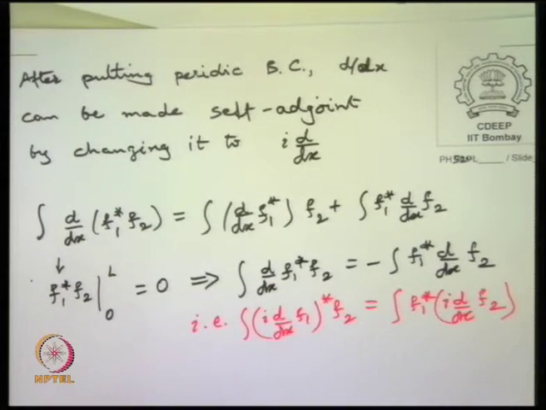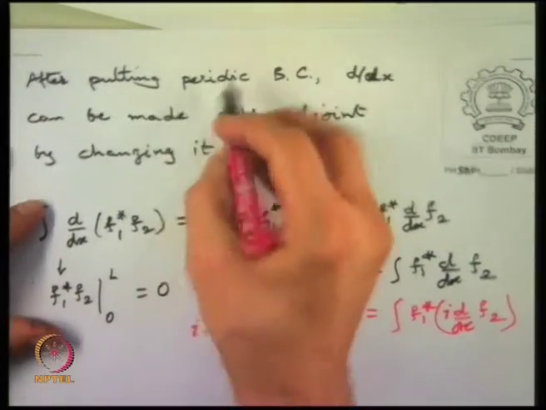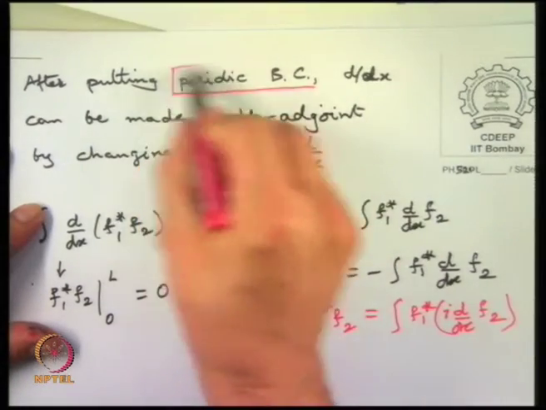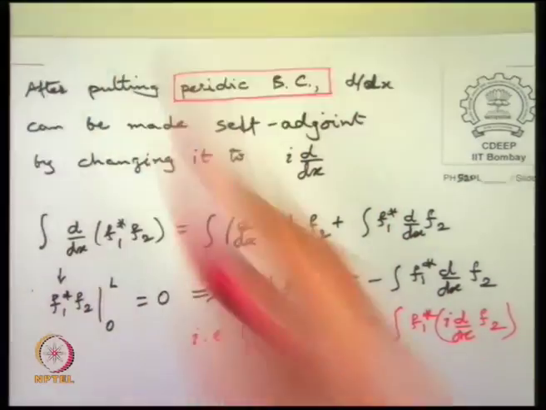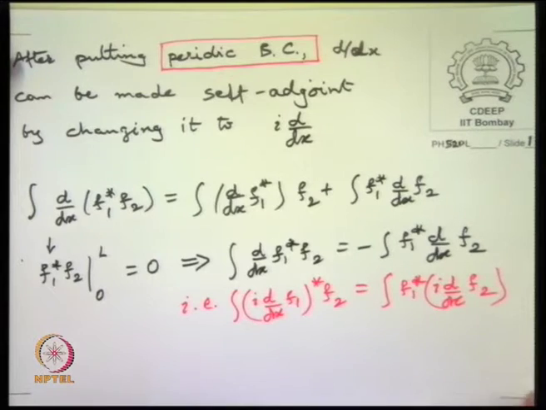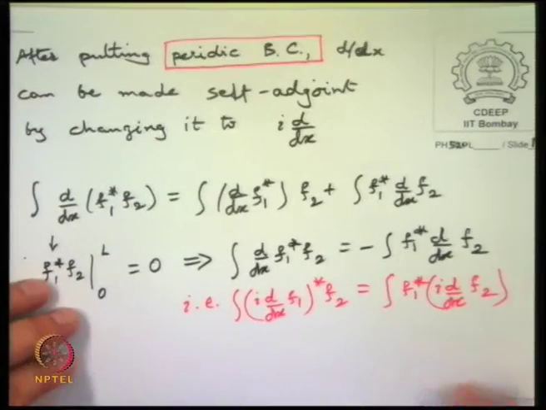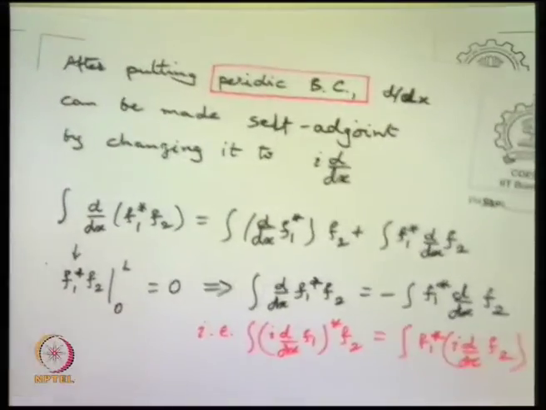So the operator i d by dx acts as a Hermitian operator, provided we restrict ourselves to functions that have periodic boundary conditions. 0 and L, they have same value. So that is an important condition. Now the point is that this also has a group theory meaning. The operation d by dx has a group theory meaning, and that is why it is an important operator.